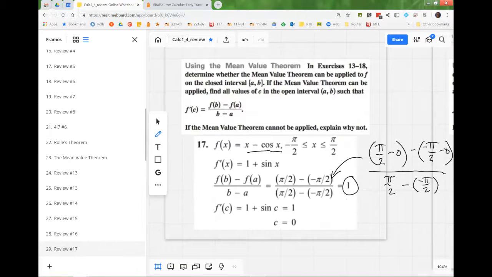Once you know that's the slope of those two endpoints, now you can take your derivative, which is right here, and set it equal to 1, that slope, and you can see that sine c has to be 0. And when is the sine of c 0? Actually, it also happens when you're at 180, but that's outside the realms of the segment.